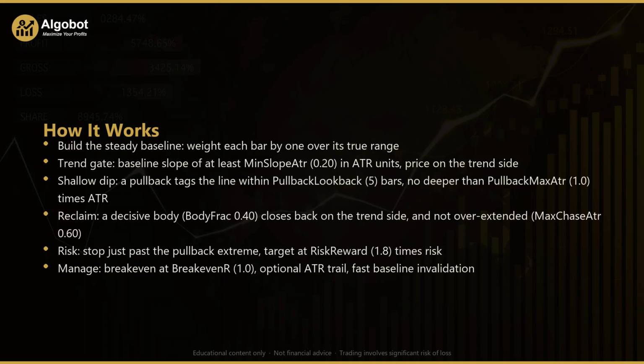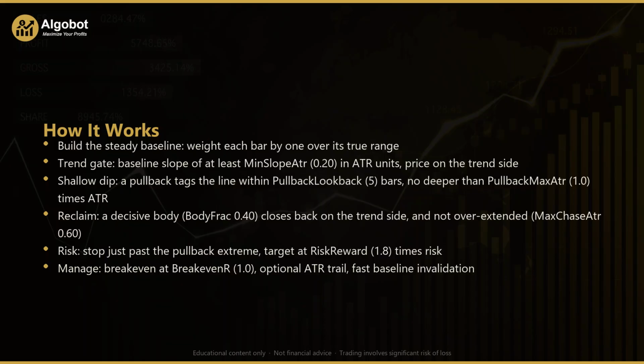The third gate is the reclaim. The strategy waits for a bar to close back on the trend side of the baseline with a decisive body, at least BodyFrac, 40% of the bar's full range. It also checks a no-chase filter, so the close cannot be more than MaxChaseAtr times ATR beyond the line. This is acceptance of value, not a fleeting intrabar wick.